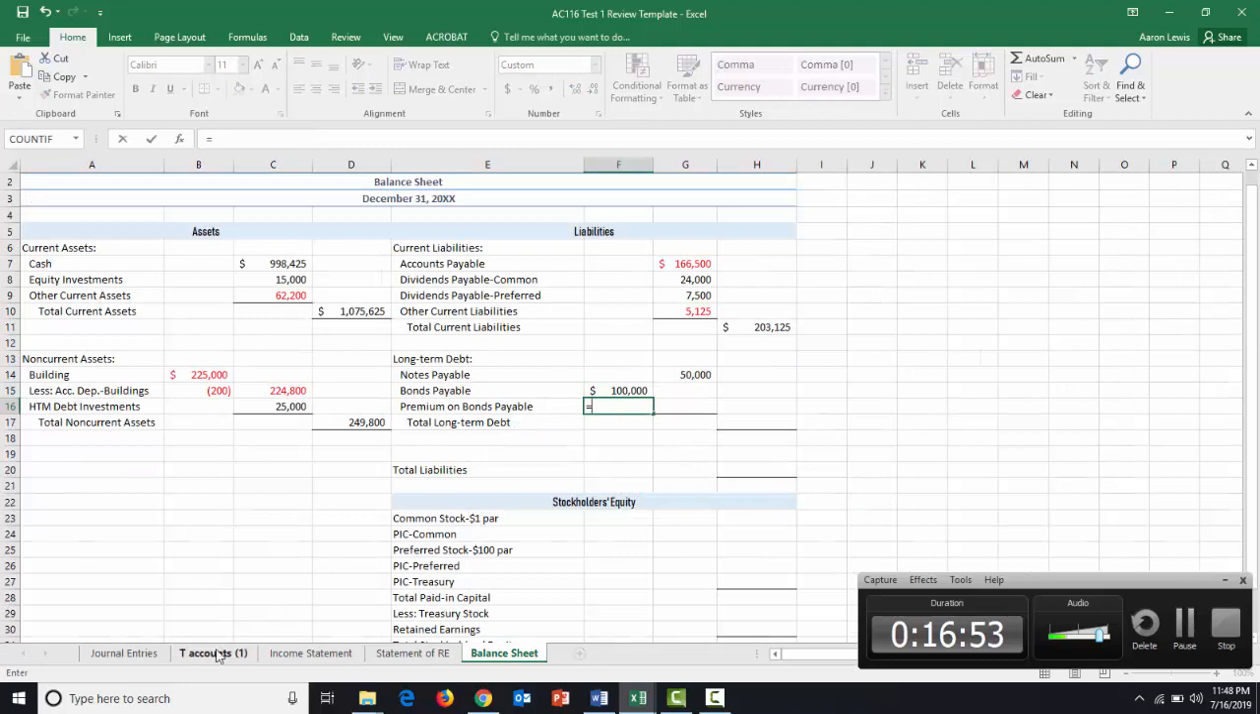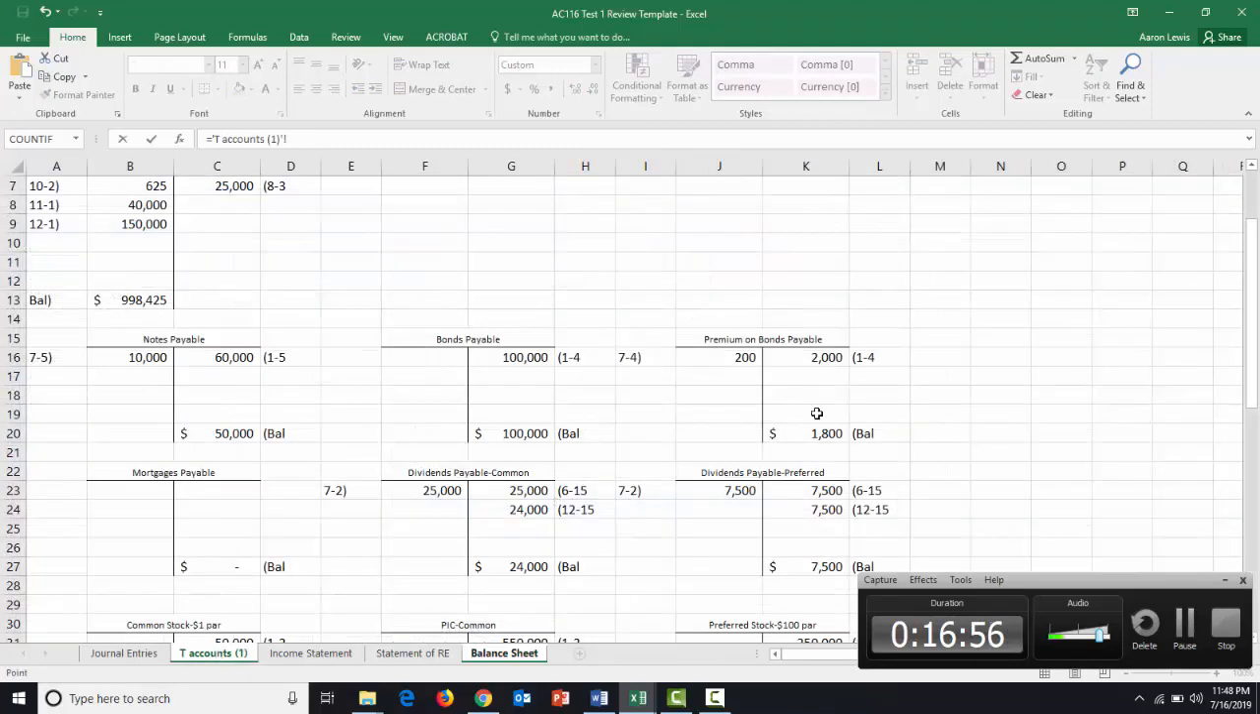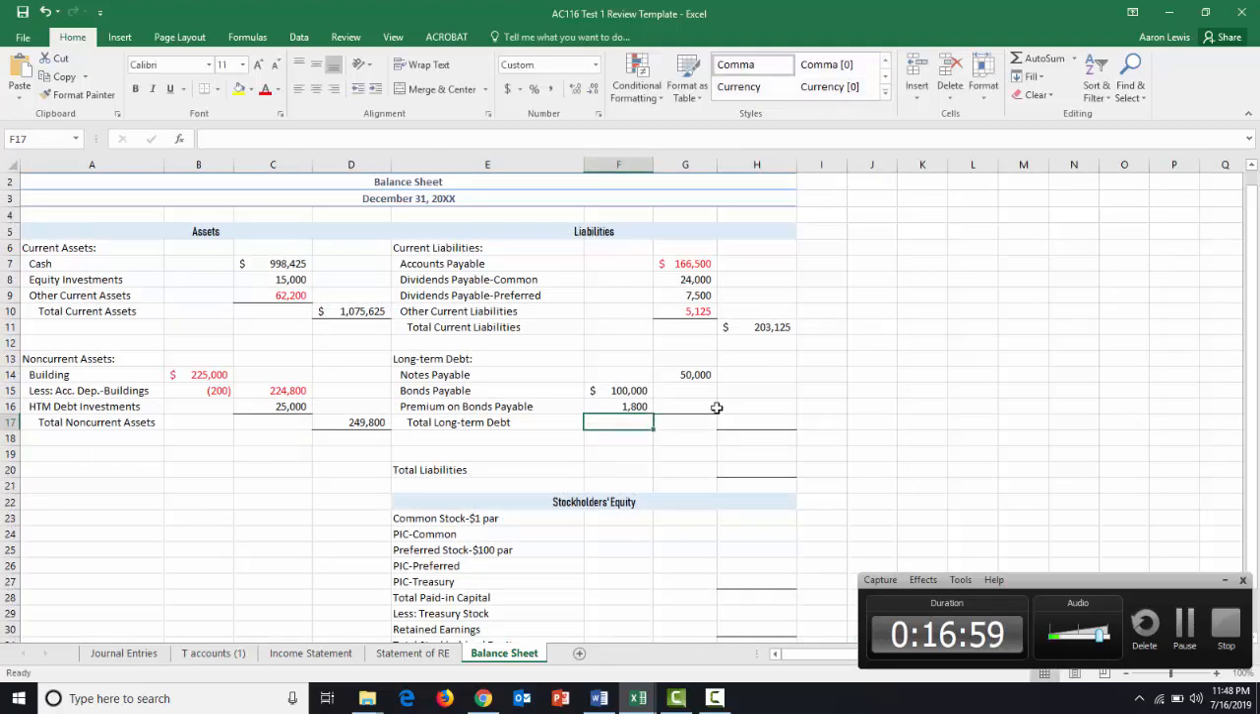For premium, we hit equals. We go to our T accounts again. We find our premium on bonds payable to have a balance of $1,800, which means that the carrying value of our bonds payable is equal to our bond face value plus our premium, or $101,800, giving us total long-term debt equal to the amount that we owe on the note still, plus the carrying value of our bonds, which turns out to be $151,800. So now for total liabilities, we hit equals, and we add together our current liabilities plus our long-term debt. We come up with $354,925.